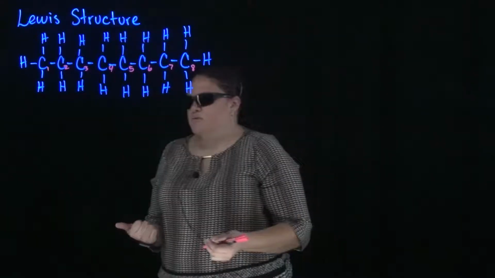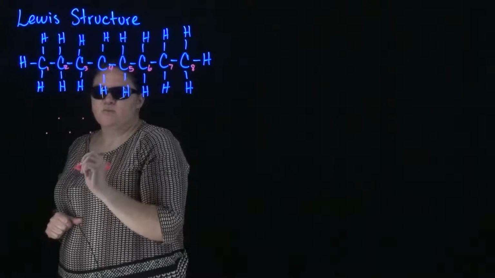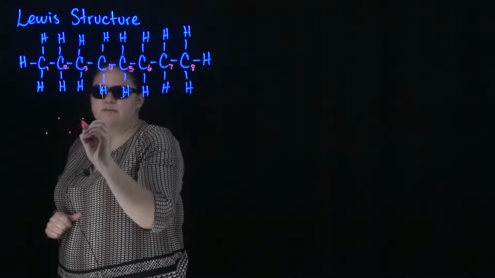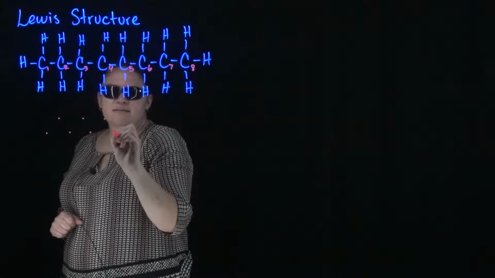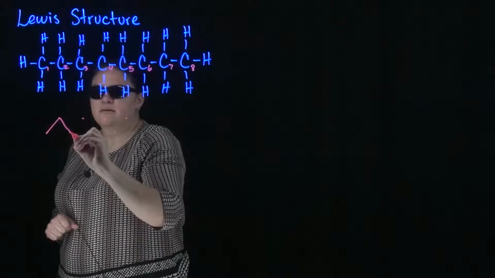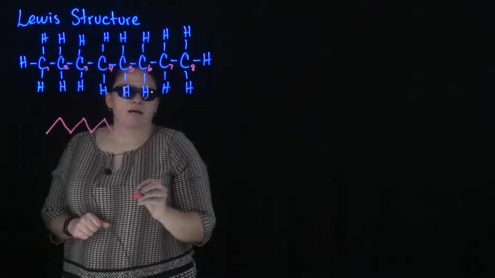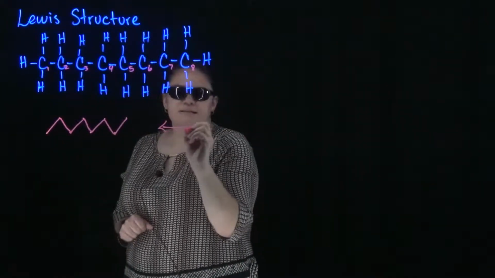So what we do is we put dots in a zigzag format. Each dot represents 1 carbon. So we have 1, 2, 3, 4, 5, 6, 7, 8 carbons, and we connect each dot with 1 line. And here, this is what's called the skeletal structure.